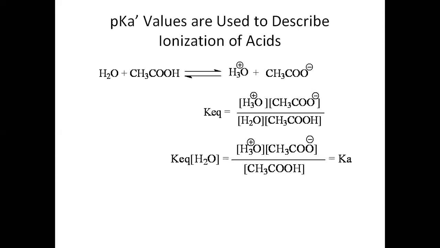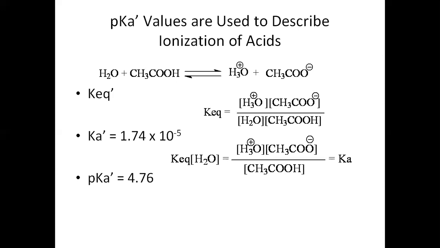This is not a particularly easy number to work with, so biochemists more frequently work with pKa values. The pK is the negative log of the Ka. So the log of 1.74 times 10 to the minus fifth is minus 4.76, and therefore the pK is the negative log, or 4.76.